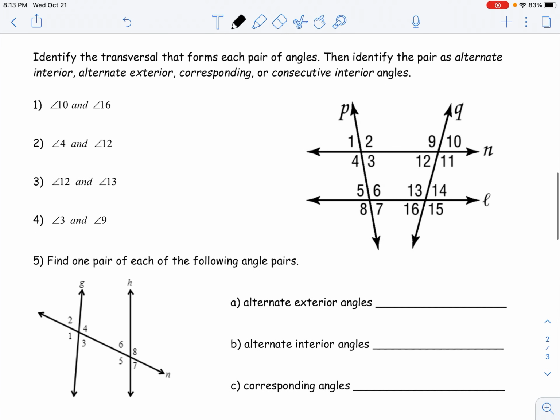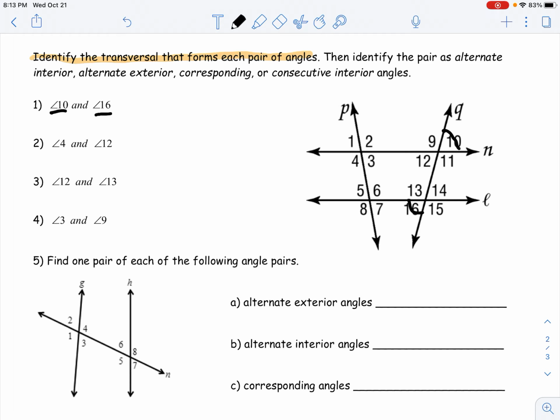Moving on. So now on the next ones it says we're going to identify the transversal that forms each pair of angles. The best way to do that, so identifying the transversal, is to figure out which line both of the angles touch. So for example, angle 10 and 16. 10 is right there, 16 is right there. Which one does both of those touch? Well, they both touch Q, right? They're both next to Q.